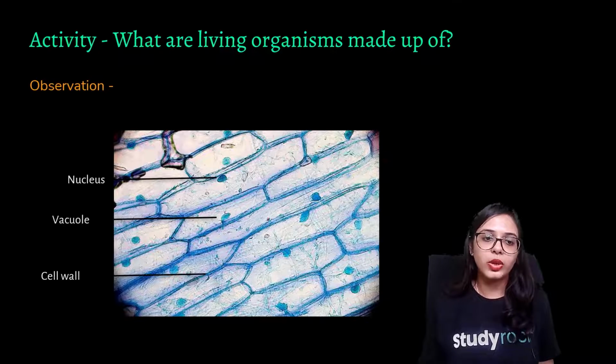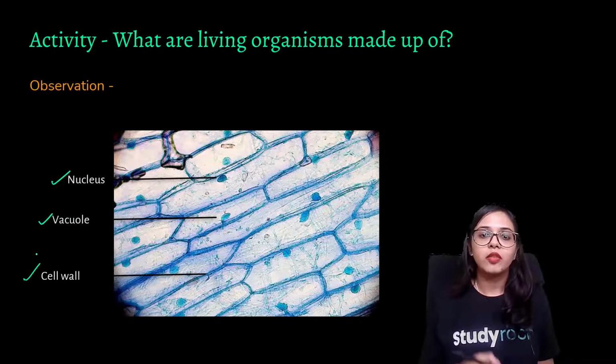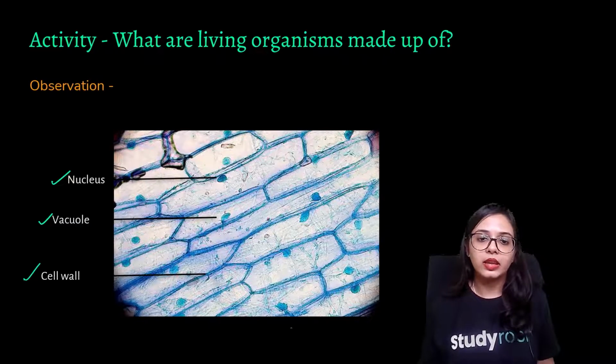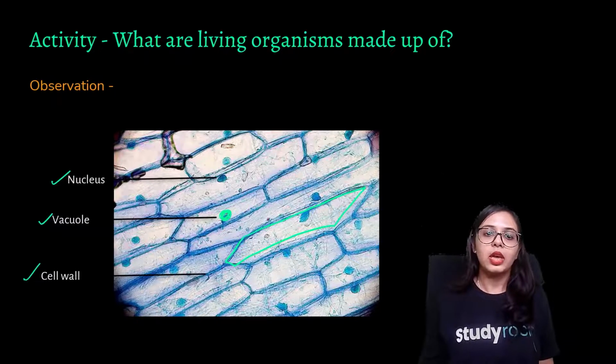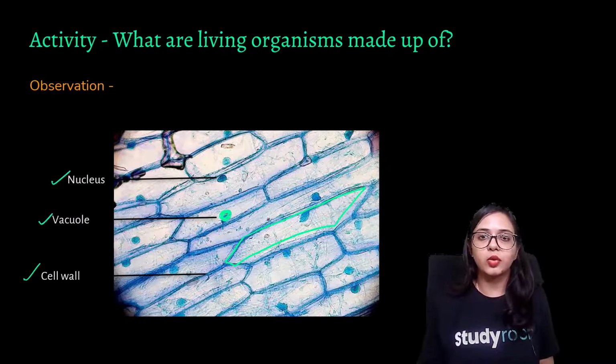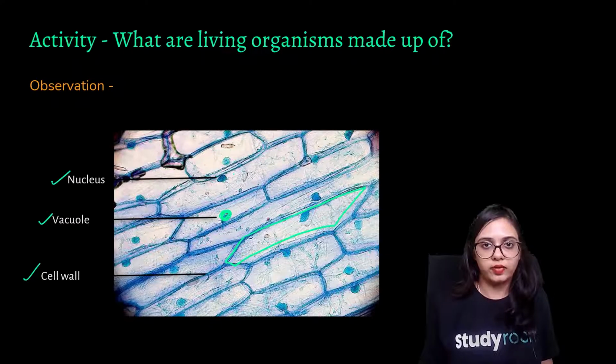We can see that we have the cell wall, the vacuole, and the nucleus. Of course, these names were given later, but when you observe, you see a boundary to each cell-like structure, and this boundary is the cell wall. Then there is a big hollow structure, which is the vacuole. Vacuoles in plants store food. And then there is the nucleus, which I told you to visualize as the brain of the cell.